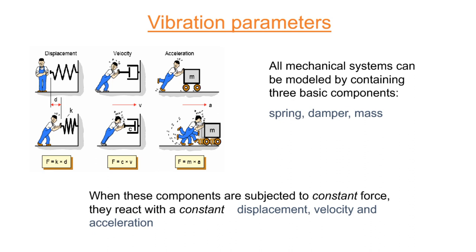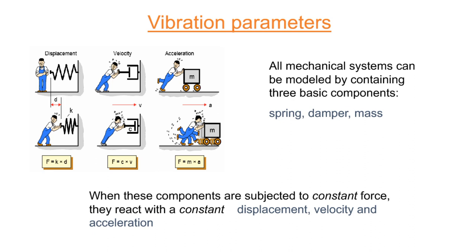When these components are subjected to a constant force, they react with a constant displacement, velocity and acceleration. For example, in the first diagram observe that human: if he applies some force on that spring, it will displace by some distance d. Therefore, I have written one equation below that, F is equal to k into d.